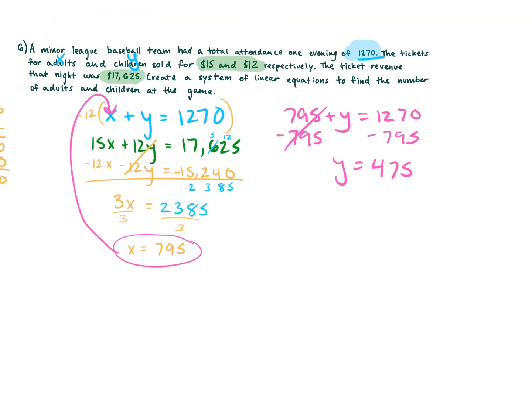So we made up x and y here, so you have to tell me which one's which. So we have 795 what? Adults. And 475 children.